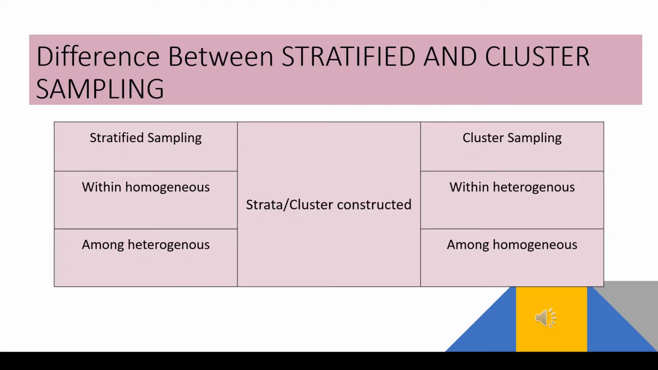Next, I would like to talk about the difference between stratified and cluster sampling. For stratified sampling, the strata are constructed to be homogeneous within, whereas for cluster sampling, the clusters are constructed to be heterogeneous within. Other than that, in stratified sampling, the strata are constructed heterogeneous among each other, whereas the clusters are constructed homogeneous among each other.